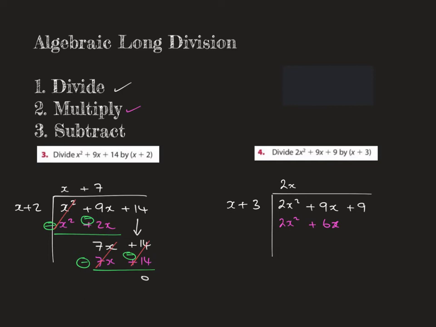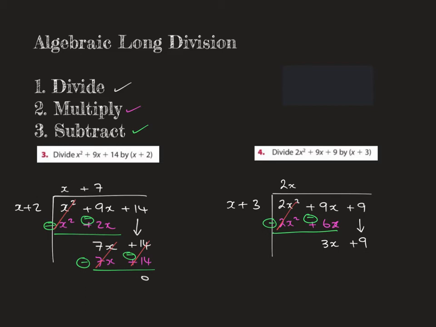Next thing we need to do is subtract. So draw your line, change your signs. 2x squared minus 2x squared leaves you with nothing. And then if you've got 9 and you take away 6, you'll be left with 3x. And we'll bring down that 9 there. So like I was saying, that's the first full cycle complete. So in your exams, if you get a full cycle complete, you get a good chunk of the marks.